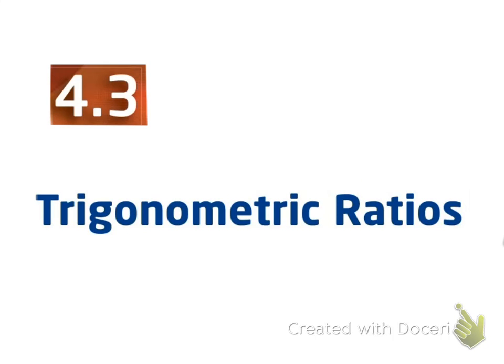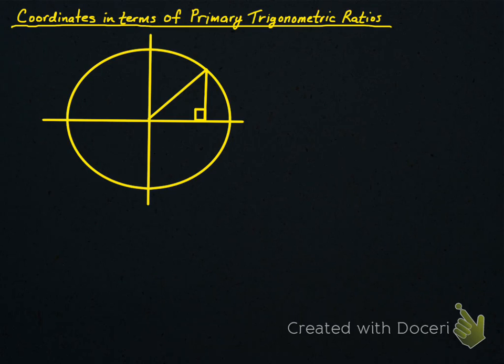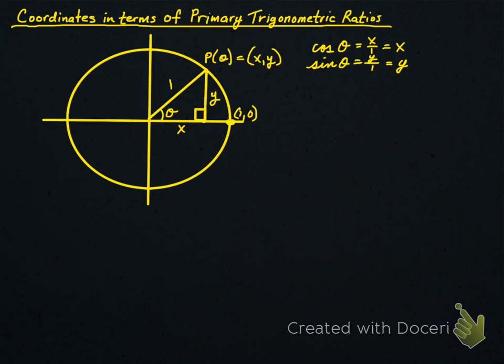Topic 4.3 today, trig ratios. Here we have coordinates in terms of our primary trig ratios. First of all, we're going to write down there's x, there's y, and there's 1.